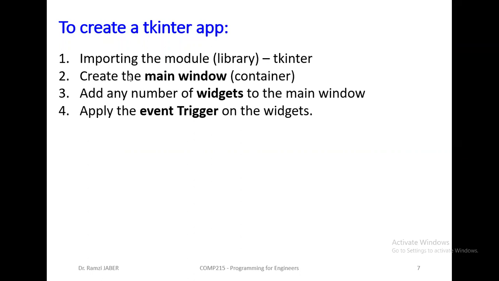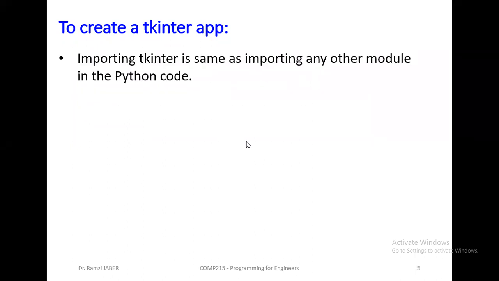Importing the library, creating the main window, where the widgets or graphs or whatever will be placed, adding any number of widgets to the main window, then event triggering the widgets, then making your motion and running and so on. So this is the main algorithm, or pseudocode, of how to create an application. Okay, let's start with one.